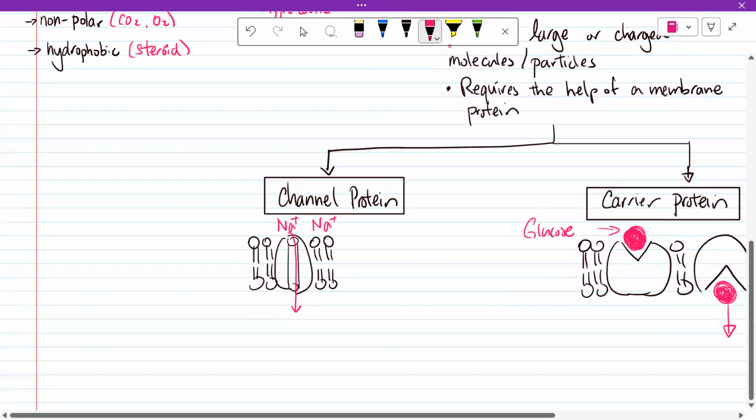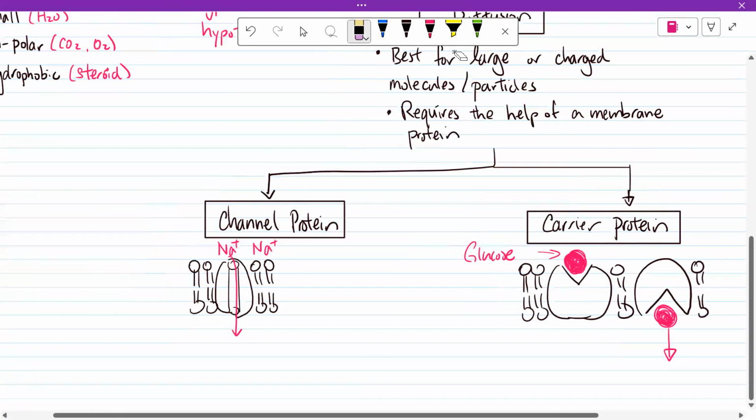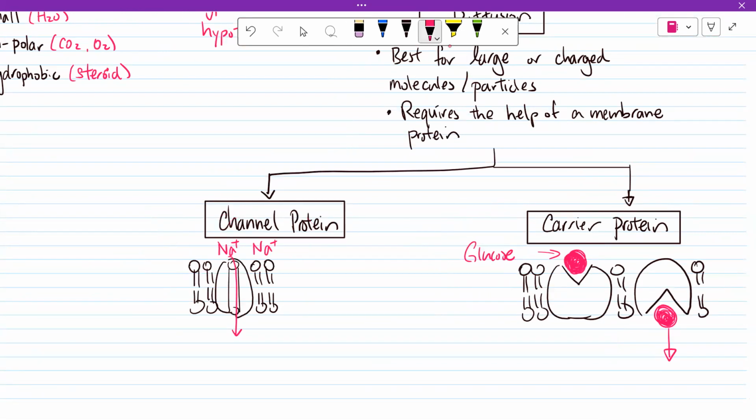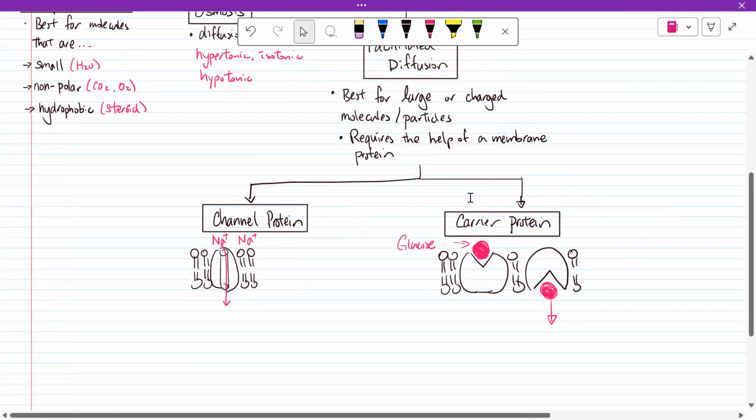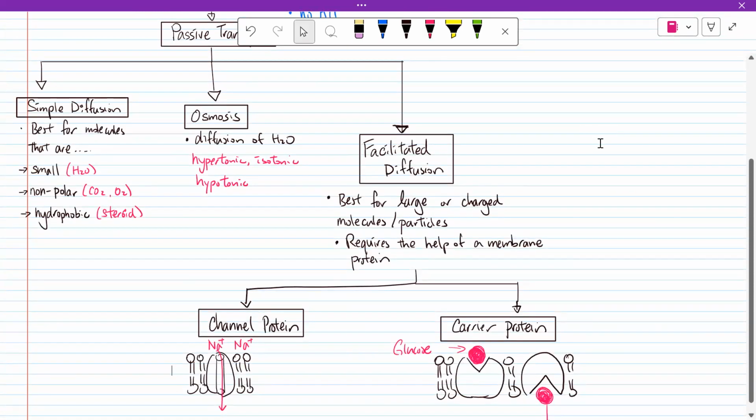So this is best for large molecules like glucose and charged particles like Na plus, K plus, all that stuff. So these are the passive transport, okay? Give you a moment to catch up.